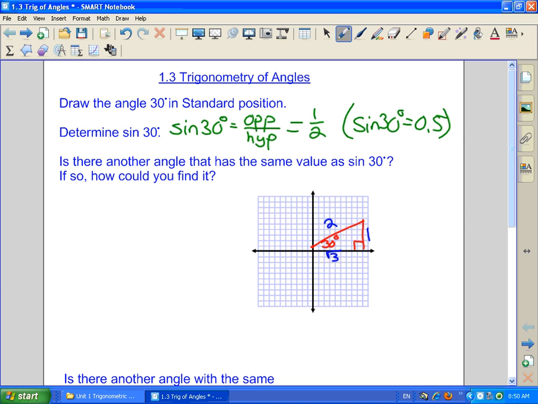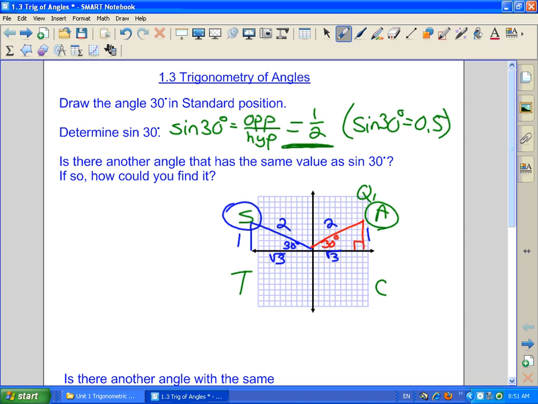Well, first of all, let's make sure we recognize our CAST rule, C-A-S-T. What we know in quadrant 1 is that all of our ratios are positive. And since our answer here for sine of 30 is positive, what other quadrant would the sine also be positive in? It's also going to be positive in the second quadrant. So what I could do is draw another triangle here and go 30 degrees. And I could also say, this is root 3, this is 1, and this is 2.